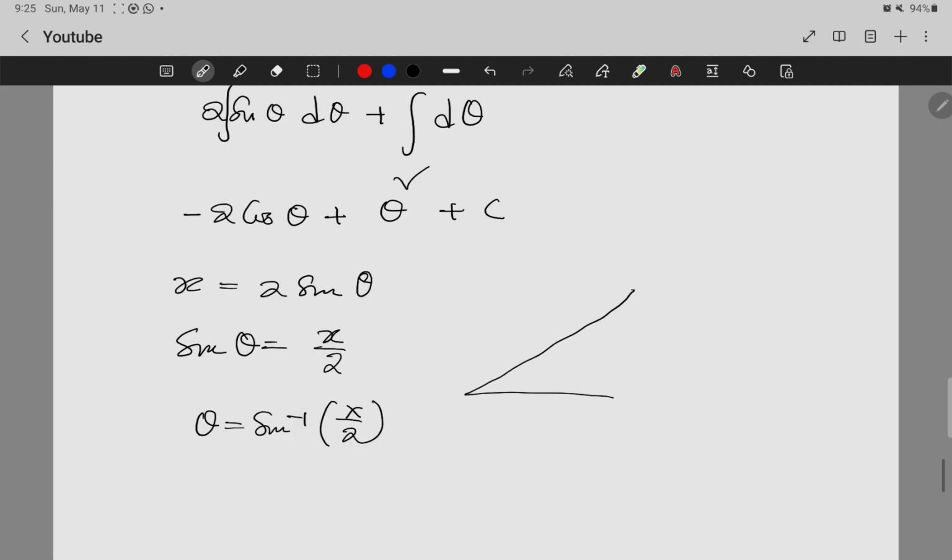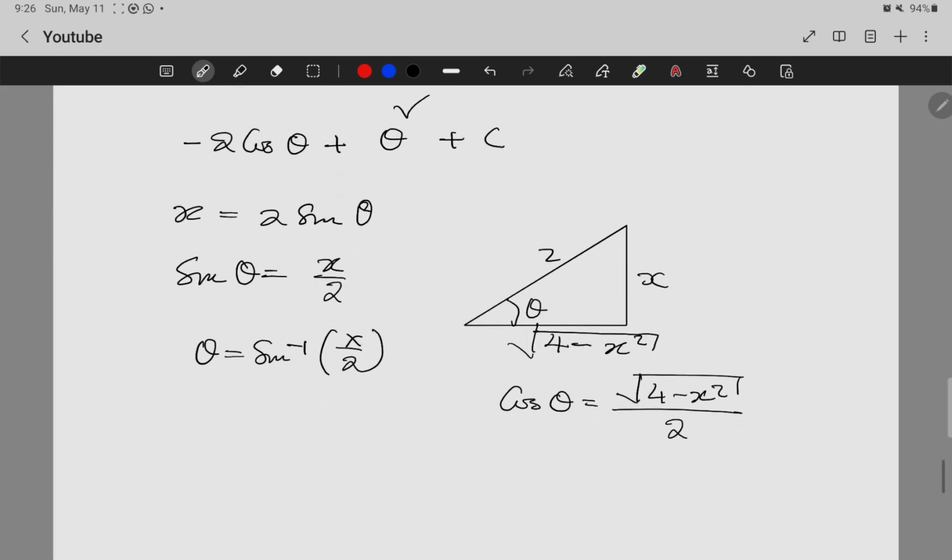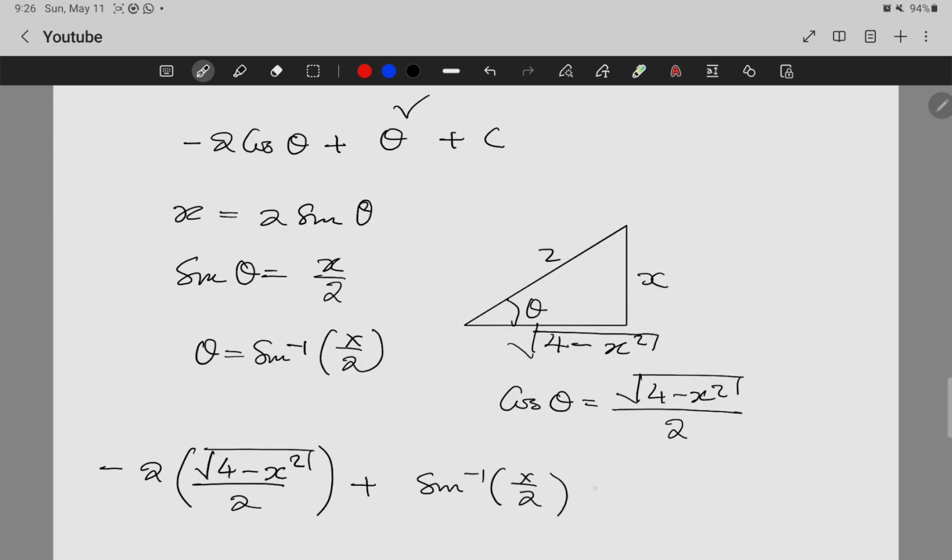So to get cos theta, again, we go back to the triangle. If this is theta, sine theta is x over 2, so the opposite is x and the hypotenuse is 2, implying that this side here, the adjacent, has to be the root of the hypotenuse squared, which is 2 squared, minus the other side squared, which is x squared. So that now cos theta will be the adjacent, which is root of 4 minus x squared, over the hypotenuse, which is 2. So now our overall solution becomes minus 2, where we have cos theta, we're putting root of 4 minus x squared over 2, plus theta, and theta is sine inverse of x over 2, then plus c.